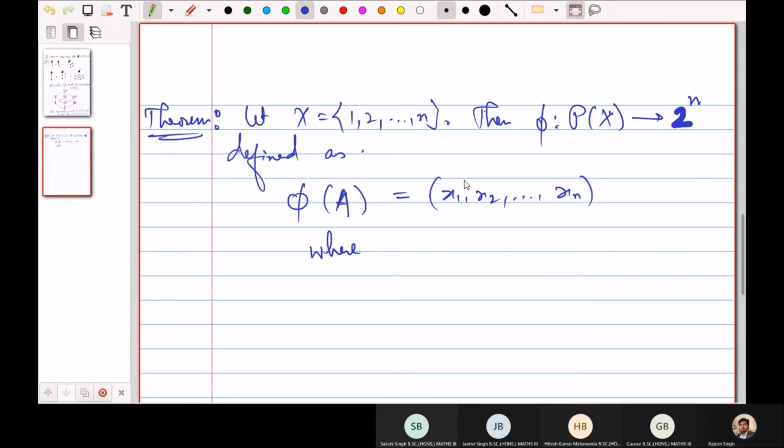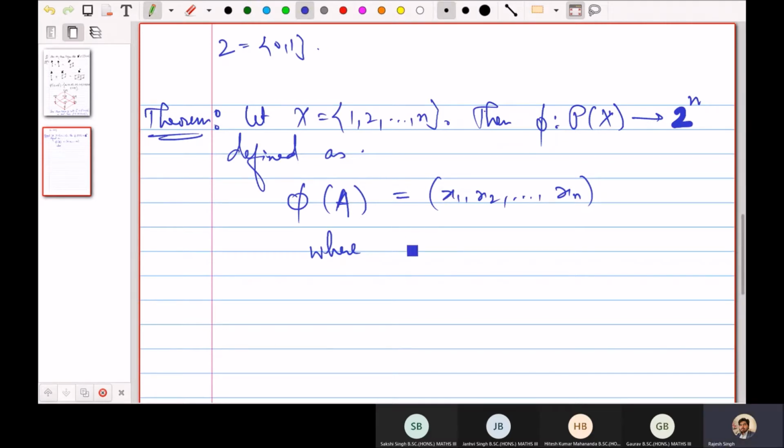0 and 1. What type of elements are there in 2 to the power n? They will be n-tuples, right? In 2 to the power n we will have n-tuples where each entry will be either 0 or 1, because 2 is {0, 1}. You are taking the product of {0, 1} n times, so you will get an n-tuple of the form 0 1 ..., where each entry will be either 0 or 1.